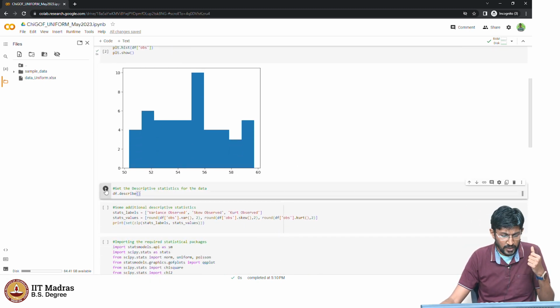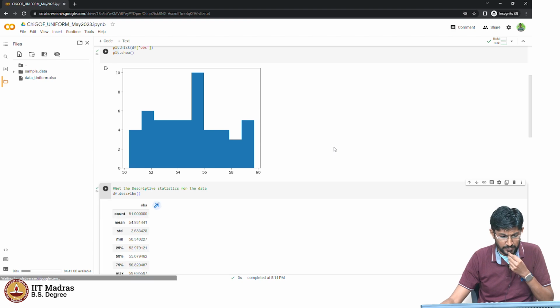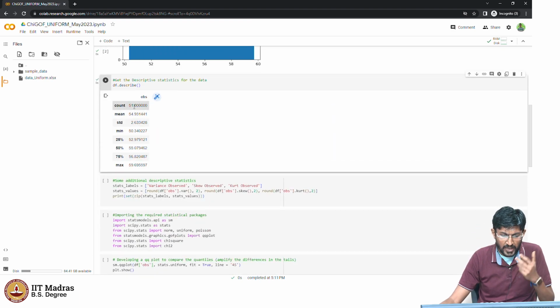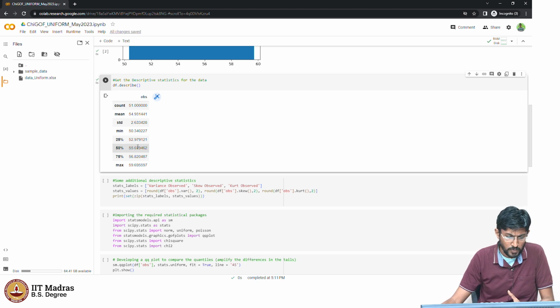To narrow down further, let's do some descriptive statistics. So what do I get? I have a count which is 51. I have a mean of around 55. So that is the mean. The standard deviation is extremely low, around 2.6. The minimum value is 50. The maximum value is 59. And the different quantiles: 25, 50 and 75. So the 50 quantile is basically going to be the median.